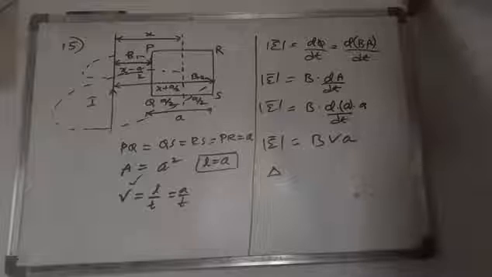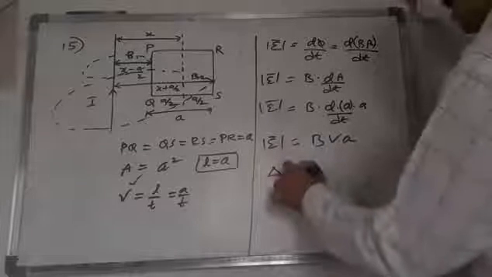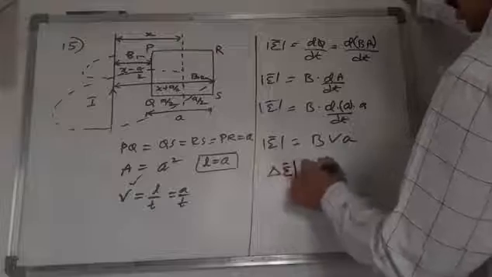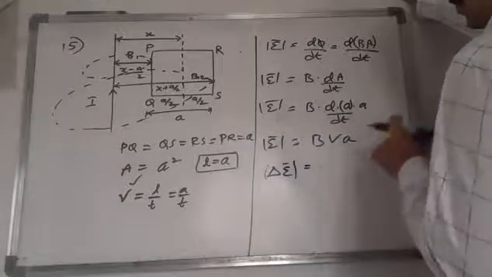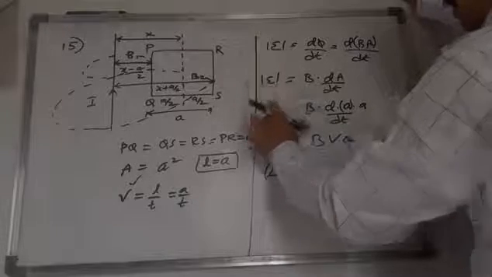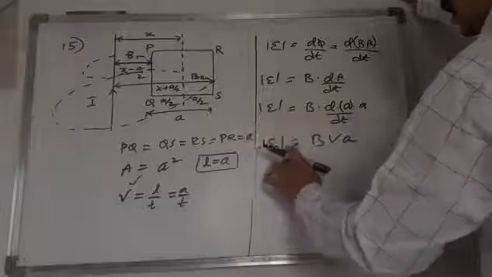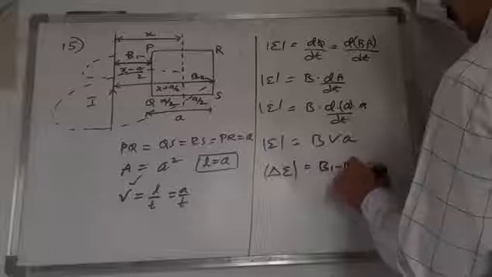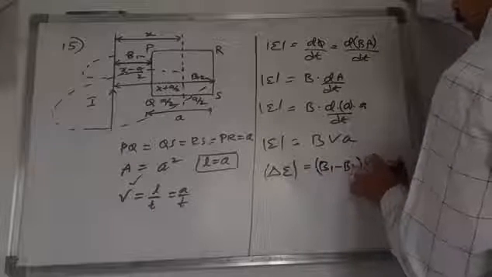Okay, so the change in this EMF we are going to find out. There will be no bar over this EMF. It is a scalar quantity, potential. So what we will write here is (B1 minus B2) into VA.